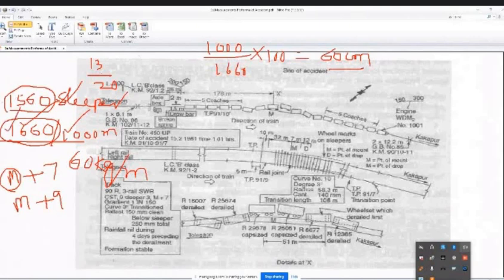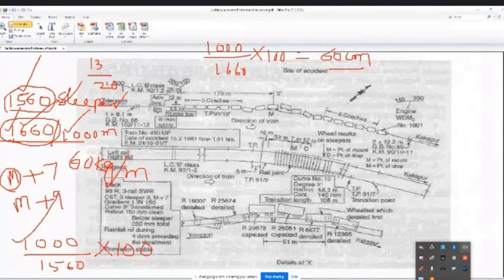Whenever you are using 52 kg rails, you follow 1000 upon 1560 into 100. That is the sleeper density in the case of 52 kg rails, and this is in the case of 60 kg rails. So if they use one expression, you calculate this way, and if they use the other, you calculate that way. Is the sleeper density calculation clear?